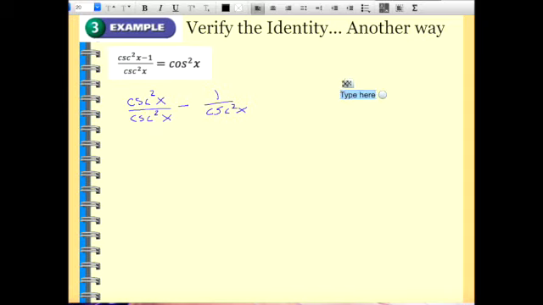Cosecant squared divided by cosecant squared minus 1 divided by cosecant squared. Notice that these are in fact equivalent because when your denominators are the same, you can combine the numerators. And so that would make this fraction if we were going to subtract. But we can go backwards as well. So this is just a division rule, you could say, or you could say subtraction if you want to.